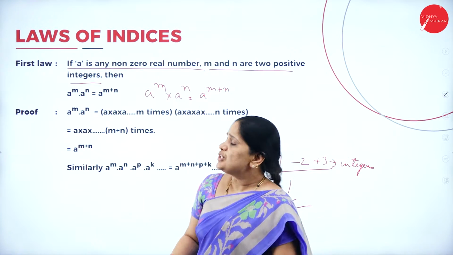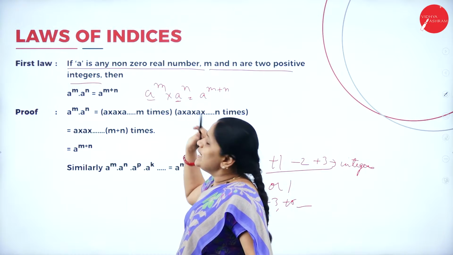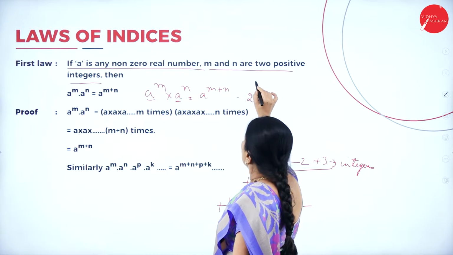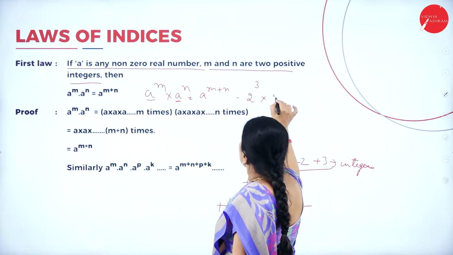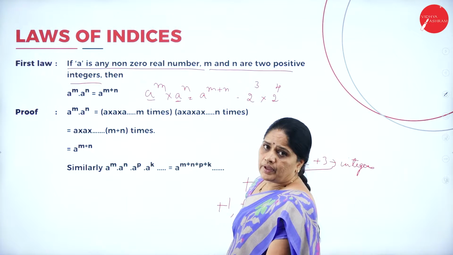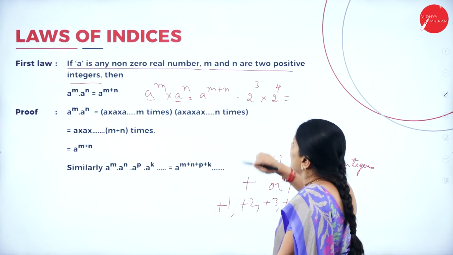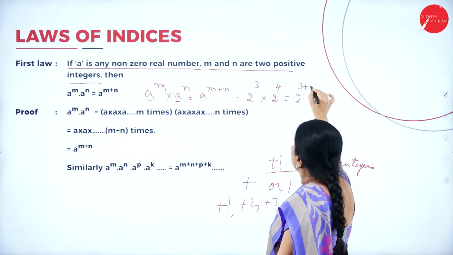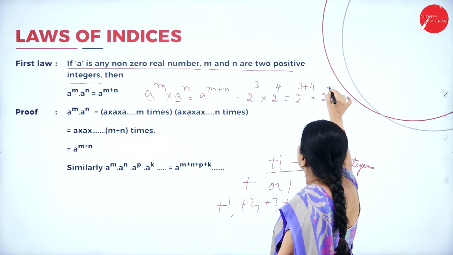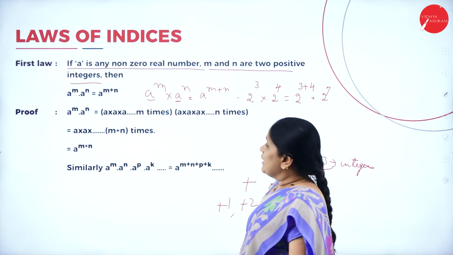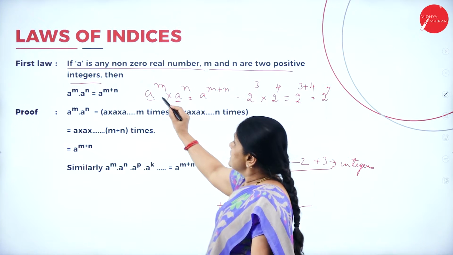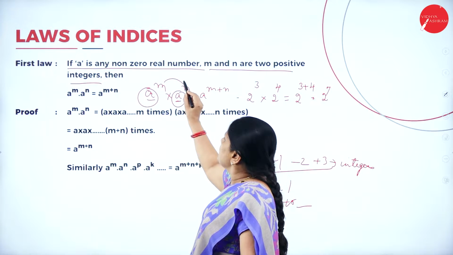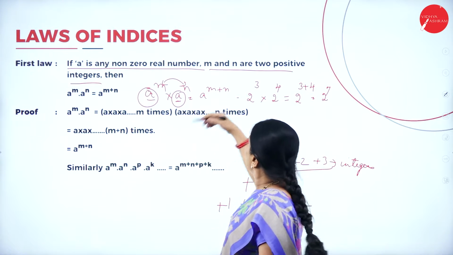Here we should understand that the bases should be equal. For example, I am writing 2 to the power of 3 into 2 to the power 4. How can I simplify this? It will be 2 to the power of 3 plus 4, that is equal to 2 to the power 7. Have you followed? Whenever the bases are the same, the powers can be added. So, we can add both the powers.